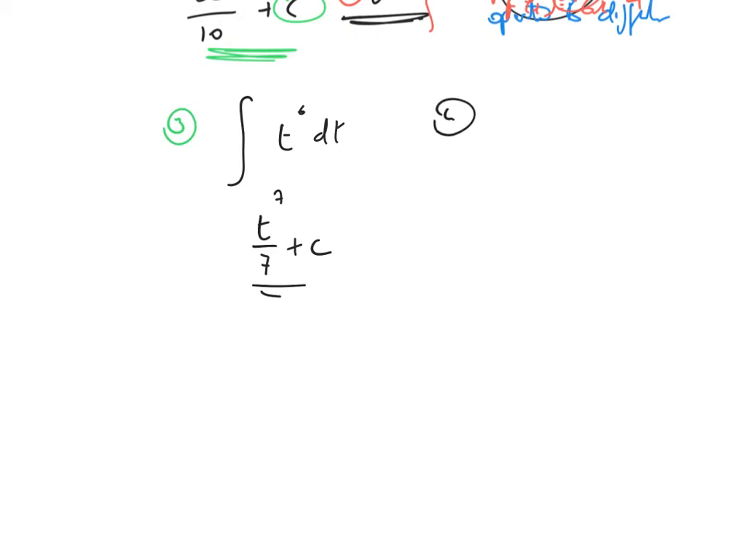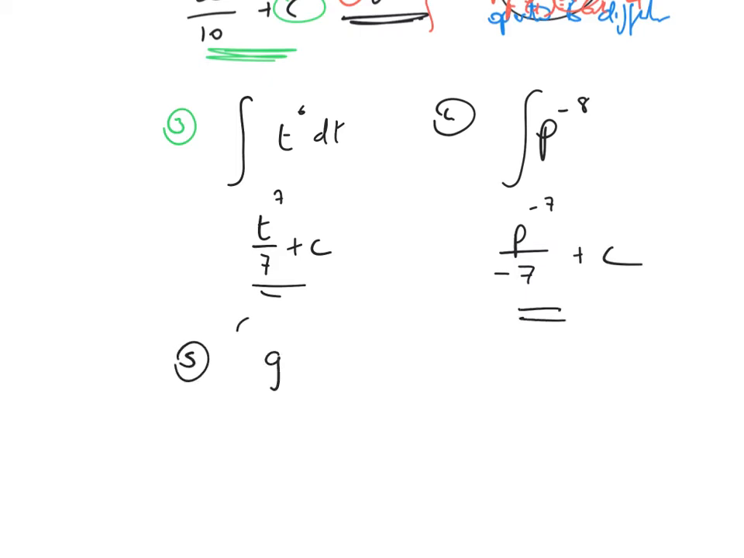Example 4. We're going to integrate p to the minus 8. Okay, so add 1 to the power, p to the minus 7, divided by minus 7 plus c. Example 5. Okay, we're going to integrate g to the 4. Add 1 to the power, divide by my new power, plus the constant of integration.